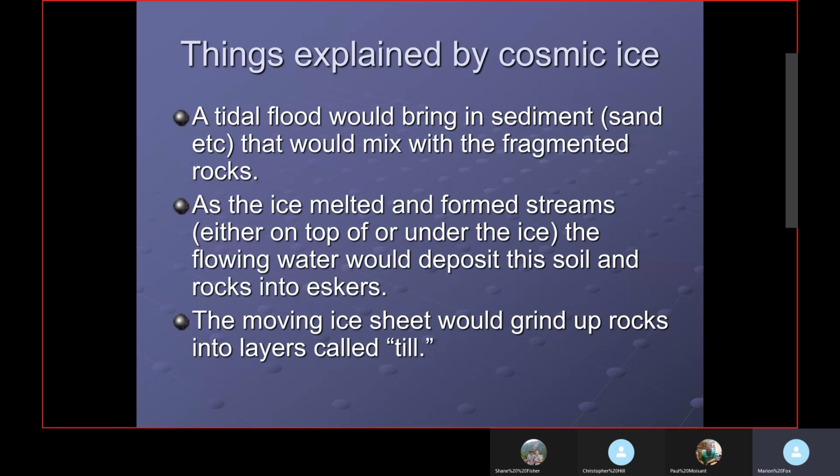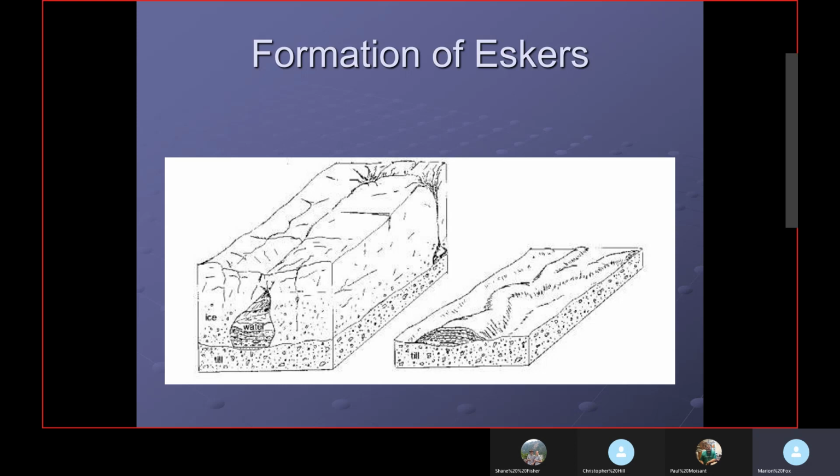The moving ice sheet, as the ice began to pile up, would tend to slide toward the lower ground, lower locations, lower elevations. It would grind up rocks into layers that are called till. So the movement of that ice would do that. And I believe that moving ice does create this till.